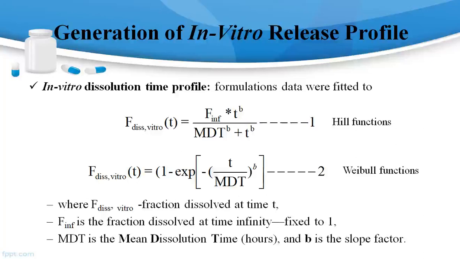In these equations, we find F disso in vitro is the fraction dissolved at time t. F inf represents the fraction dissolved at infinite time, that is fixed to 1. MDT is the mean dissolution time and B is the slope factor.